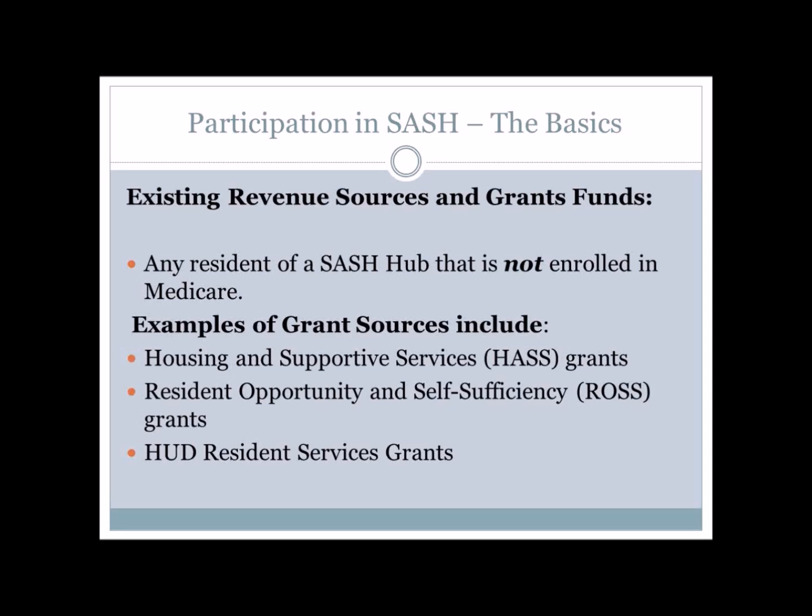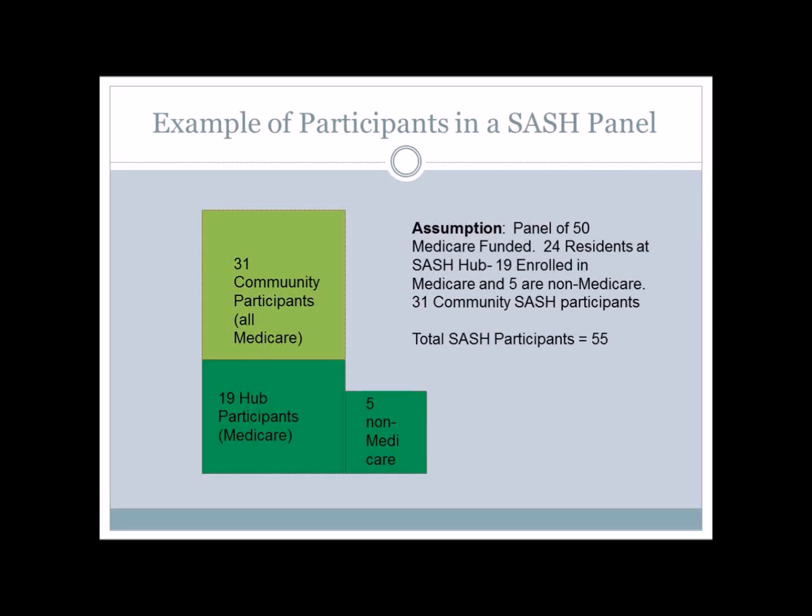And there's also other grant funding sources that a lot of housing organizations have gotten through the years. I'll just note these: HOS grants, which is a state grant-funded opportunity. ROS is a federal grant that a number of public housing authorities have, and then Housing and Urban Development has resident services grants. So there is a way to provide SASH to people that aren't Medicare eligible if your housing organization is either providing funding from existing revenue from operations or through some of these other grant sources.